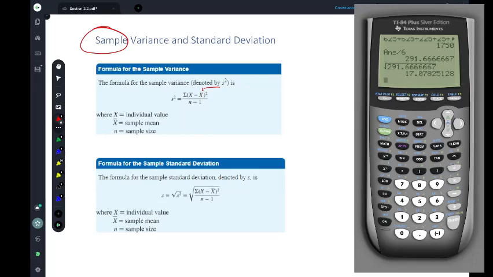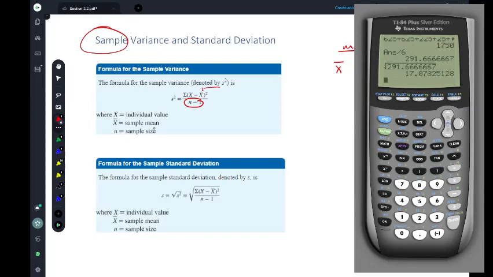Well, in 3.1, we learned that we use x bar when we're working with a sample, and we use mu when we're dealing with a population. Both of these are means, right? So no surprise there. We'll have x bar instead of mu. The other difference is this. Instead of capital N, we have a lowercase n minus 1.